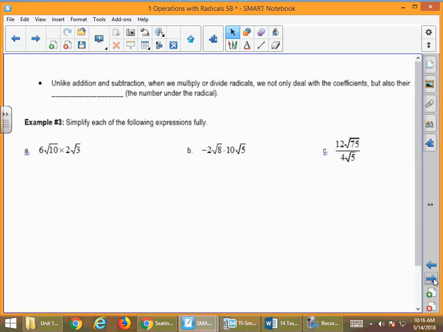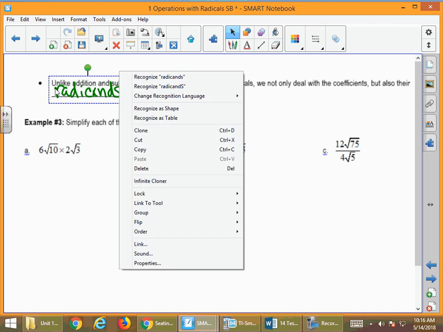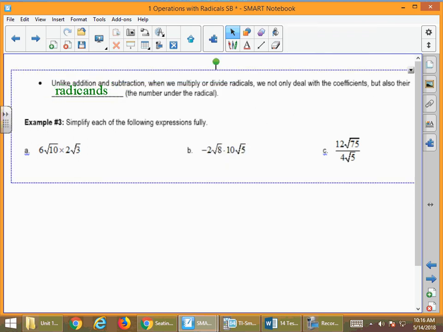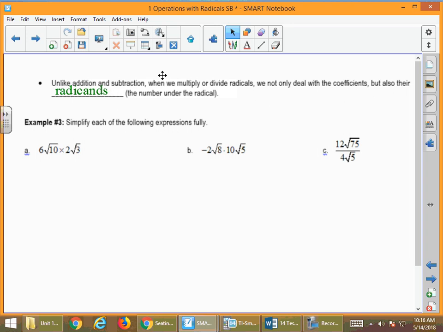So let's look at a couple more examples. Before we do, unlike addition and subtraction, when we multiply or divide radicals, we not only have to deal with the coefficients, which are the numbers out in front of them, but we also need to deal with their radicands. And the radicand is the value underneath the square root. I sometimes use that word, so I want to at least have a definition of it somewhere where you can see it.